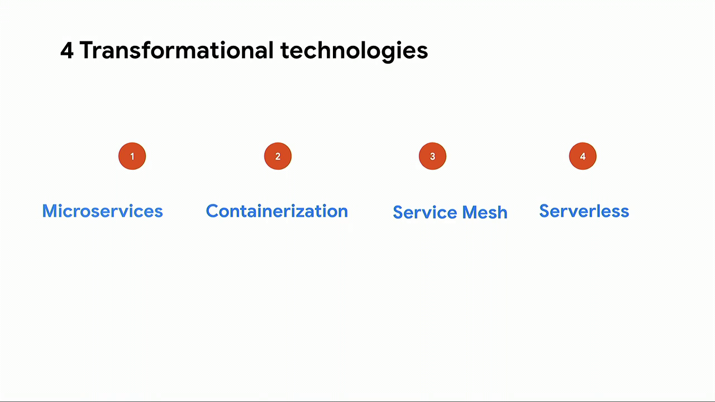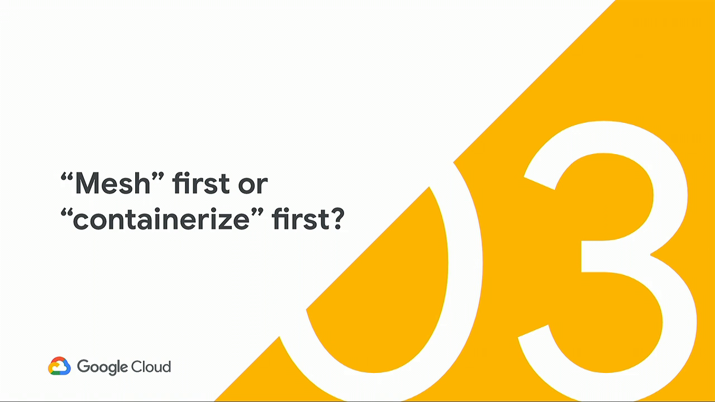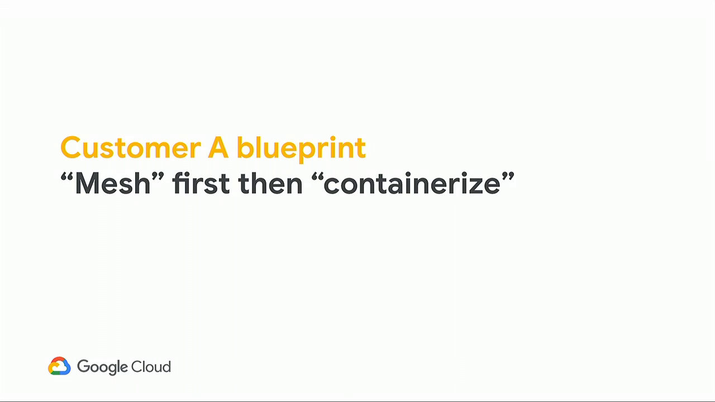There are four transformational technologies that I keep hearing customers ask how to bring into their brownfield: microservices, containerization, service mesh, and serverless. We have several different patterns. I'm going to talk about one or two patterns on how customers do this. But one frequent question I hear is, should I mesh first or should I containerize first? I'm going to describe two different approaches. These are inspired by two real-world customers on how they actually did it or how they're thinking of doing it. Let's talk about customer A.